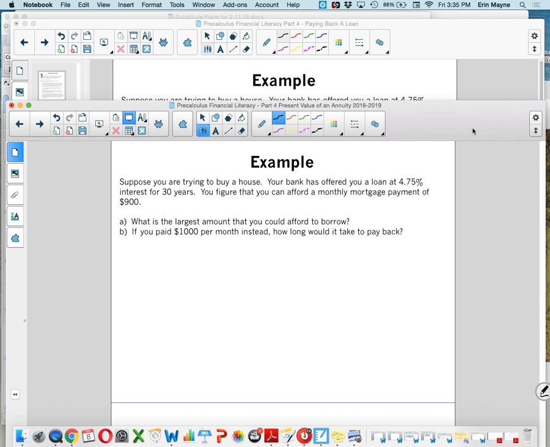Okay, so we're trying to buy a house. Your bank has offered you a loan at 4.75% interest for 30 years. And you decide in your family that you can afford a monthly mortgage payment of $900. The question is, what is the largest amount that you could afford to borrow?